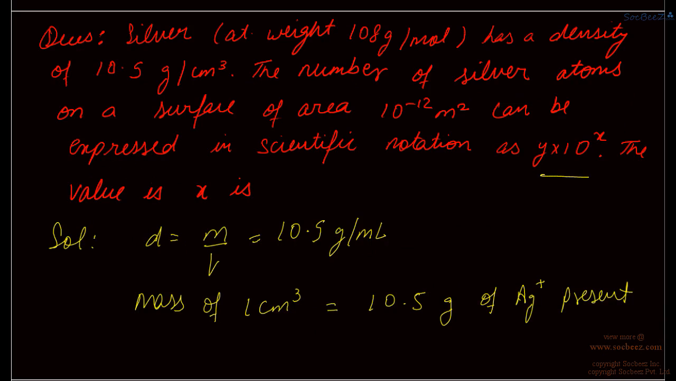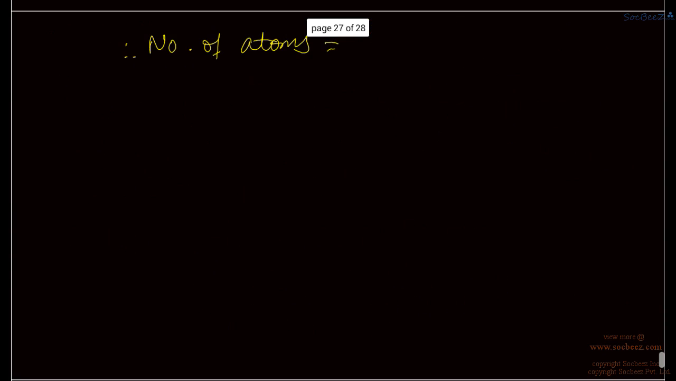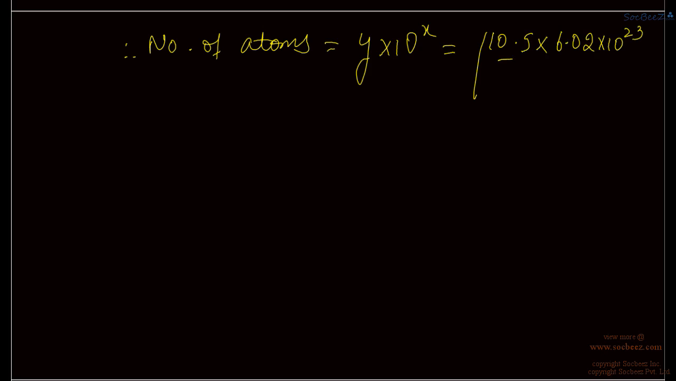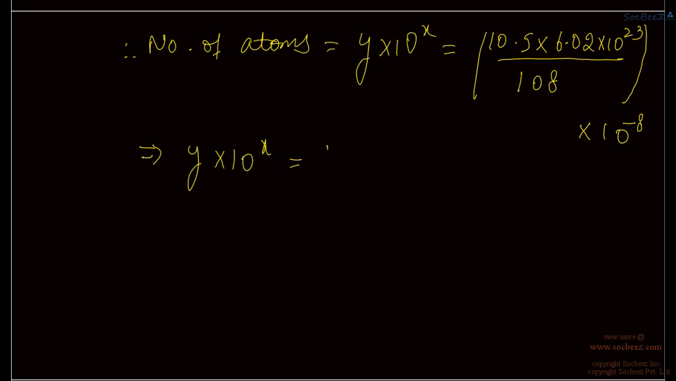So the number of atoms, as given in the question, can be expressed as y into 10 raised to the power x, which equals 10.5 into 6.02 into 10 raised to the power 23 divided by 108, whole raised to the power 2 by 3, multiplied by 10 raised to the power minus 8. So from here, y into 10 raised to the power x comes out to be 1.5 into 10 raised to the power 7. So from here we can say that y equals 1.5 and x equals 7.